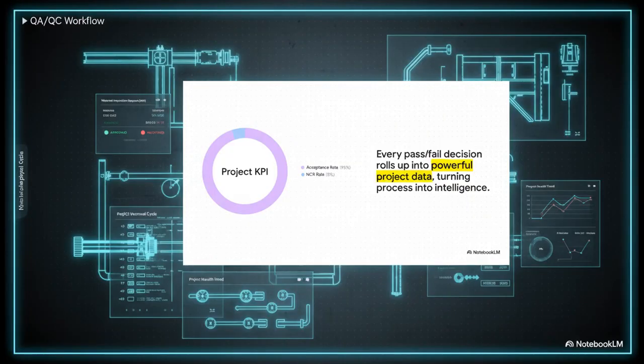And this is where the process becomes incredibly powerful. Every single one of those little pass-fail decisions doesn't just disappear. It all feeds into your larger project data. By tracking every MIR and NCR, you get this live, real-time snapshot of your project's health. Yeah, a 95% acceptance rate is awesome, but that 5% NCR rate, that pinpoints exactly where the potential weaknesses are in your supply chain. You're turning process into pure intelligence.